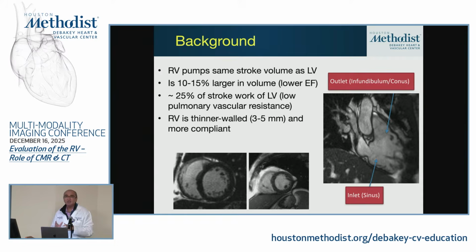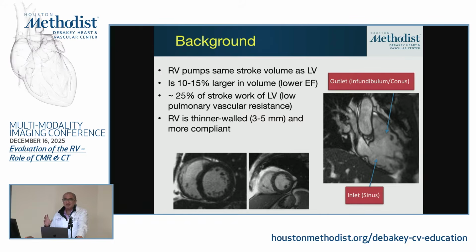So obviously the amount of blood that the right ventricle will pump out will be the same as the left ventricle, right? In the absence of a shunt, the stroke volume should be the same between the left and right ventricle. But the right ventricle is a bit larger. It's about 10 to 15% larger in volume than the left ventricle. And so as a result, if they're both giving a similar stroke volume, the RV ejection fraction is going to be a little bit lower than the LV ejection fraction.